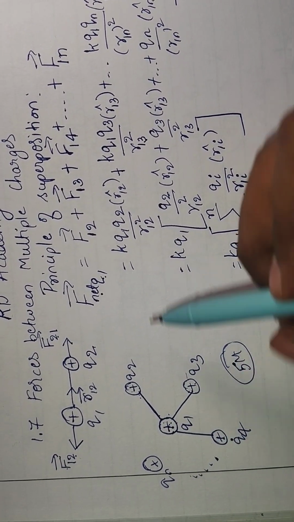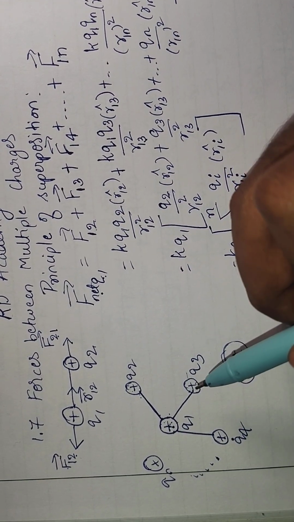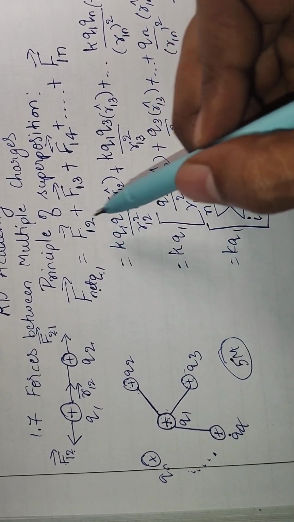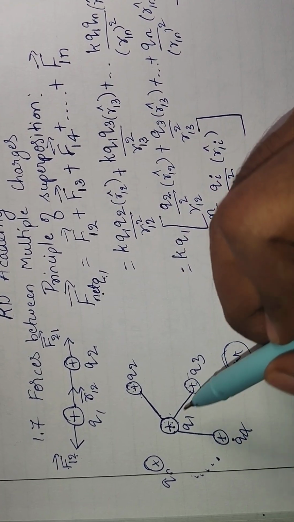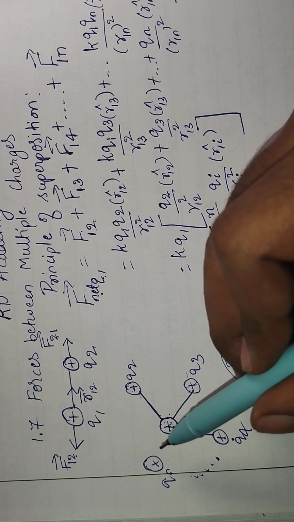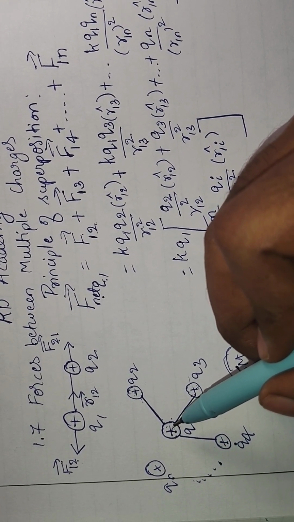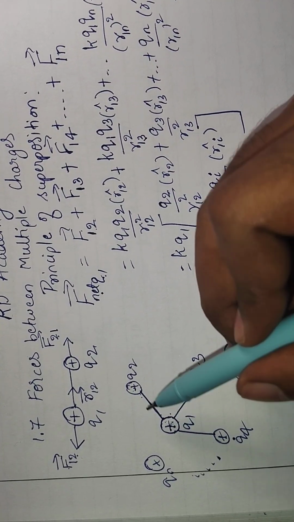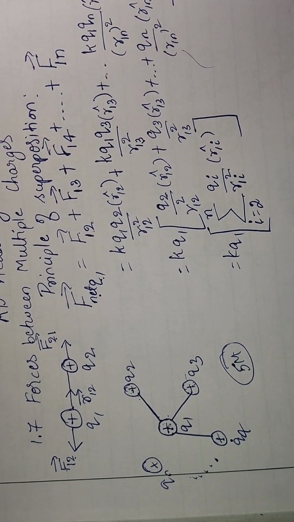For example, the moment I am dealing with F12, I will assume that Q3 and Q4 are absent. First I will write the expression for F12 using Coulomb's law, then ignore charge Q2 and deal with the Q1 Q3 system. This Q1 might be any charge. They will ask you to calculate the net resultant force acting on charge Q1 or Q2, which might vary, but the overall principle remains the same.